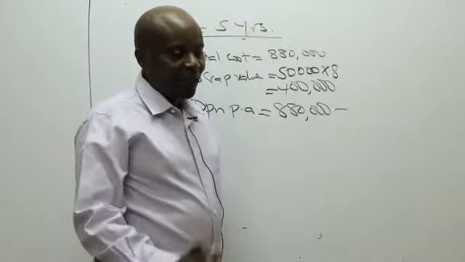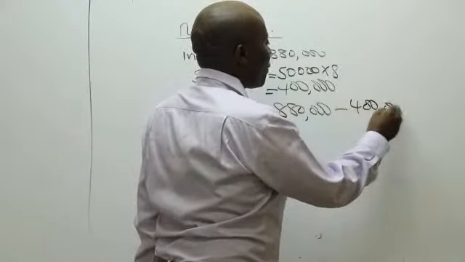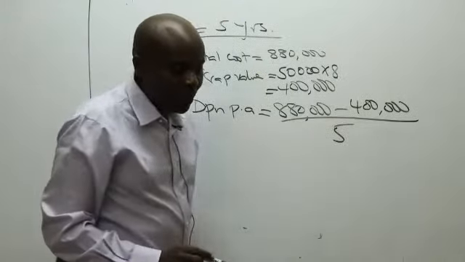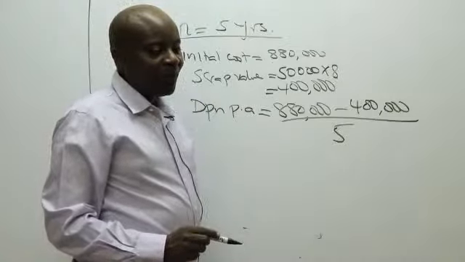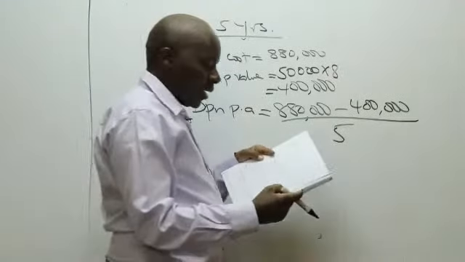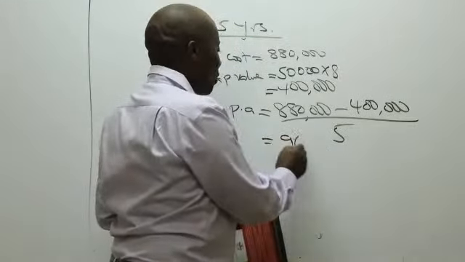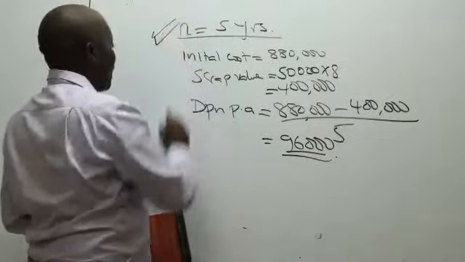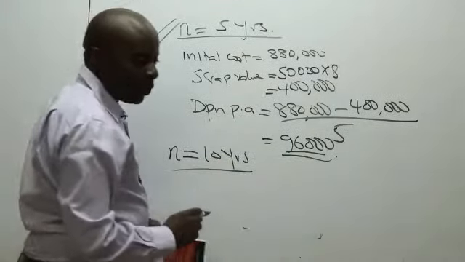Correct. So then the depreciation per annum will be 880,000 minus the scrap value of 400,000, divided by the useful life, which is 5. So then could you kindly give me the depreciation per annum? Somebody is giving me a figure of 96,000. Thank you very much. So this is 96,000. Now, how about this other scenario when N is 10 years? When N is 10 years, are you able to see the metrics now?